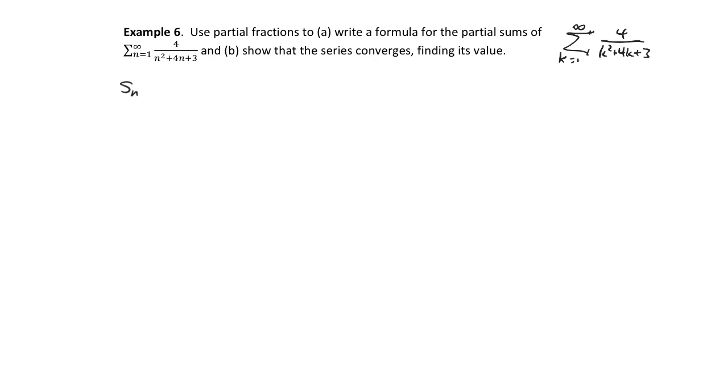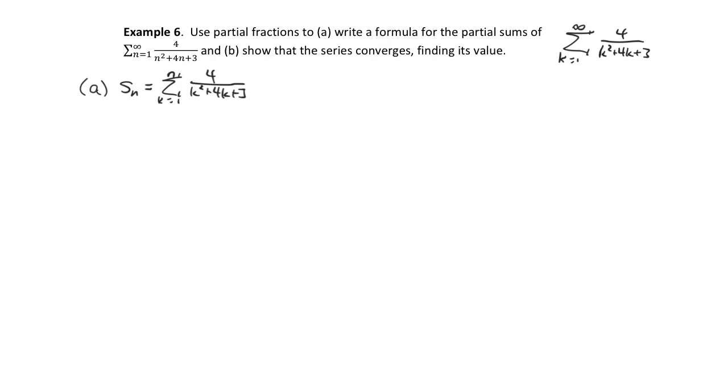Okay, so s sub n, here's why I made that little change, is going to be the sum, k goes from 1 to n, of 4 over k squared plus 4k plus 3. We're going to see some interesting things happen with this. So here we're really working on part A of this problem. We're going to use partial fractions to decompose this rational function into two other rational functions with linear denominators.